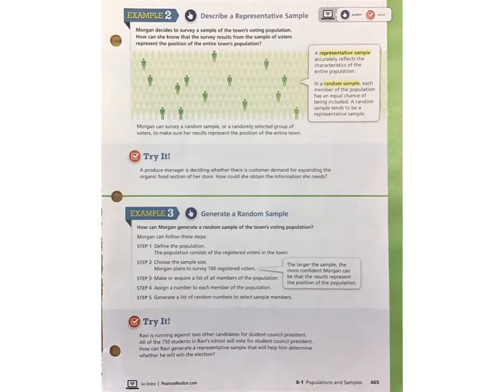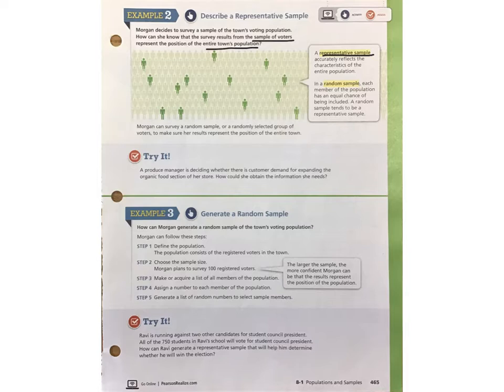This leads us next to example 2, where we're going to learn how to describe a representative sample. Morgan decides to survey a sample of the town's voting population. How can she know that the survey results from the sample of voters represent the position of the entire town's population? So she wants to be sure that the question that she asks about building the stadium is going to be answered not only by just the people who can vote, but by a sample of those voters who represent all the different demographics that make up her entire town's population.